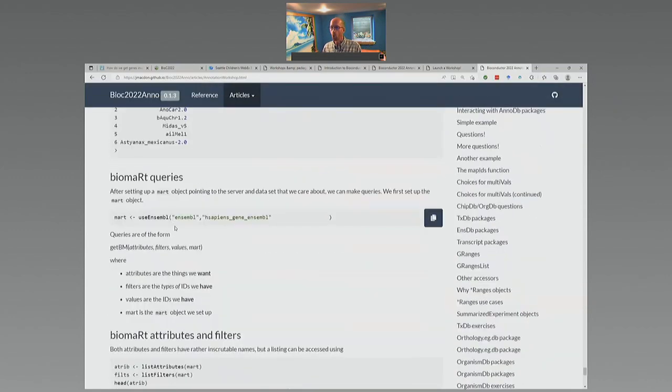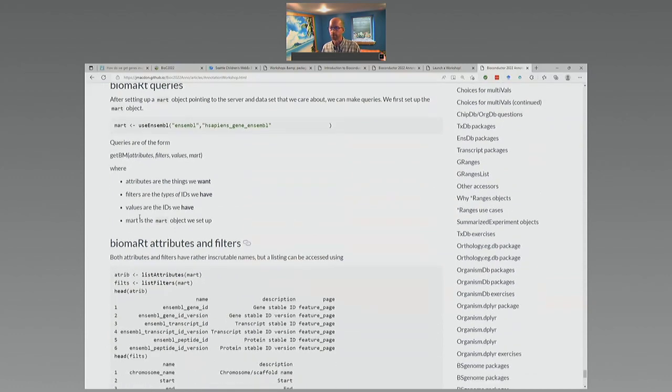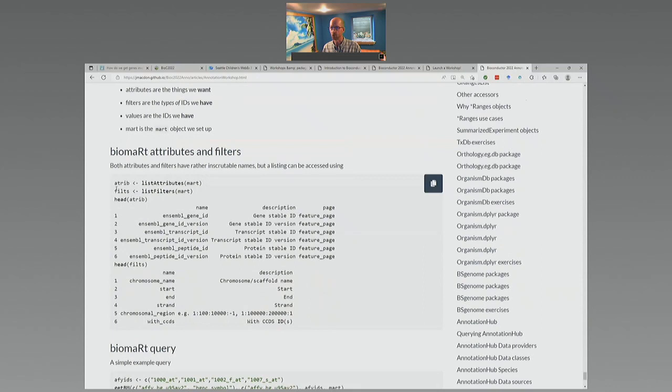So as far as the attributes and filters, a lot of them are kind of inscrutable. So you have to know what they are. So you can use listAttributes and listFilters to get this list of all the different choices. So like if you have Ensembl genes, it's ensembl_gene_id. So that would be your filter or your attribute.